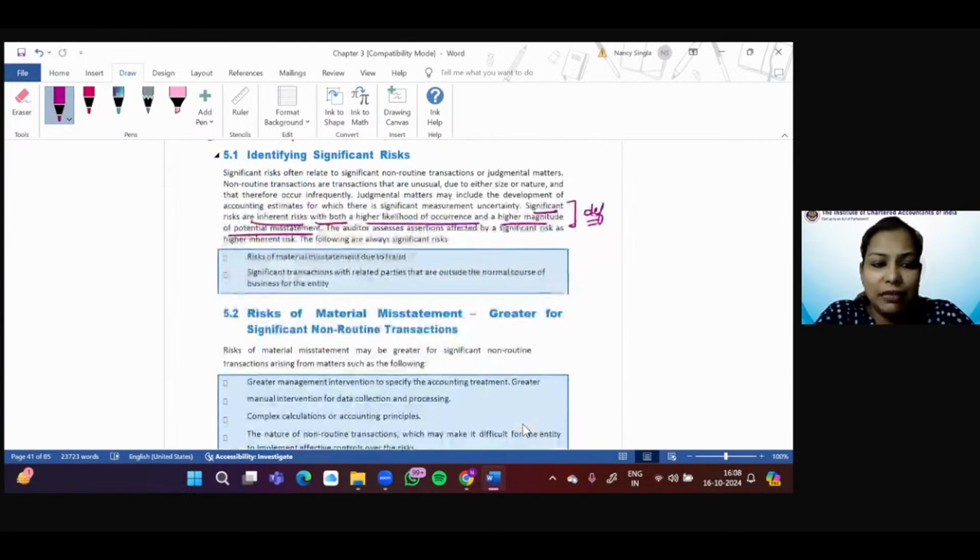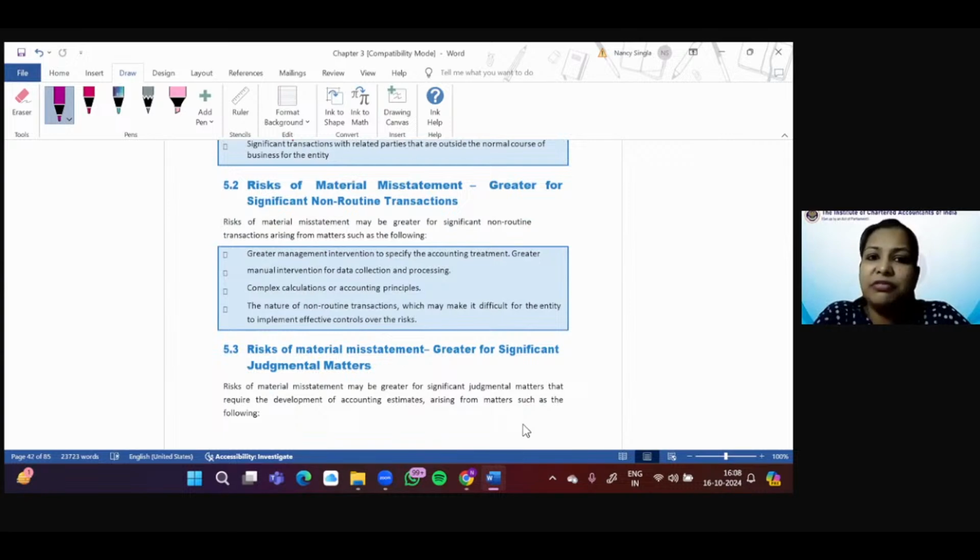Now where subjectivity, that is judgment, is involved, or where there are unusual transactions, why are they significant? This is given in paragraph numbers 5.2 and 5.3. So I hope whatever we have done is clear. So the next topic is what?